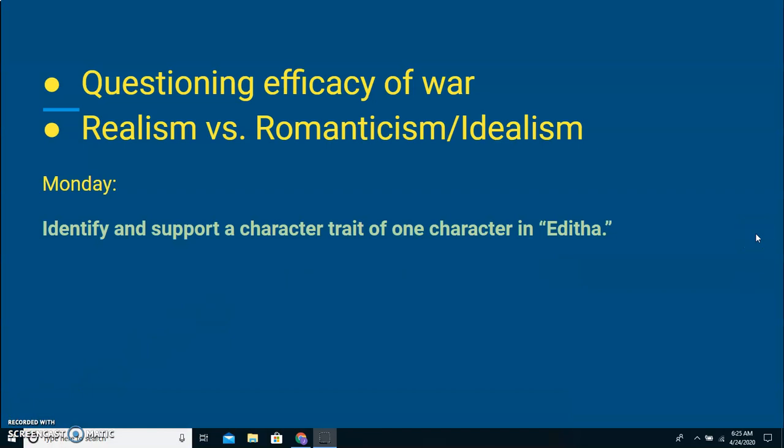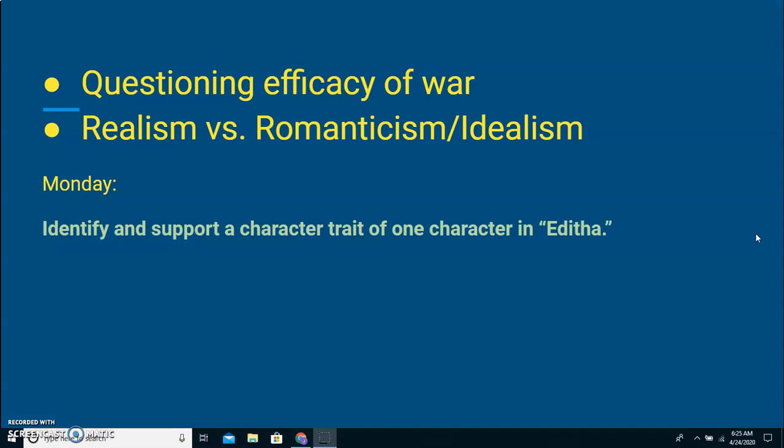So on Monday, you're going to have a choice of 3 different essays to write for a test grade. And the first one is kind of a safety net for you in case you do not feel confident in writing the next 2 that follow. So we already referenced the idea of this one in the lecture. All you would need to do is identify and support a character trait of one of the characters in Editha.